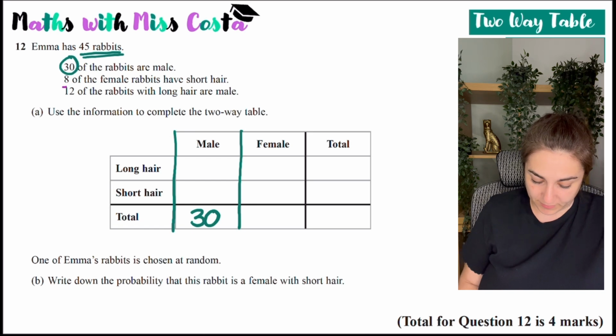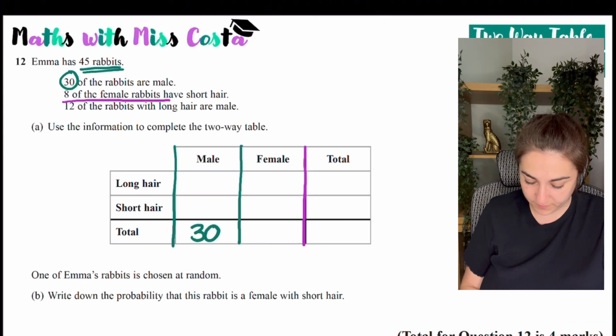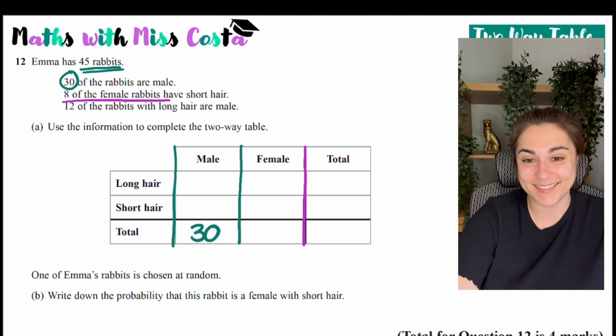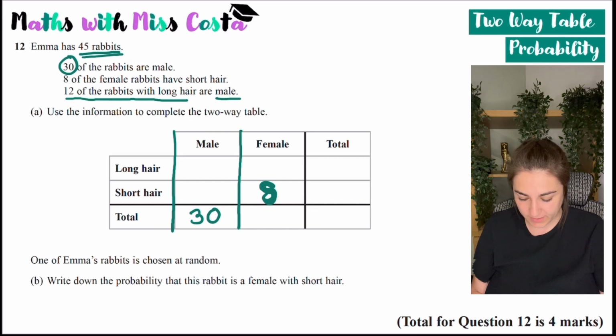Next piece of information I'm told is that 8 of the female rabbits have short hair. So out of the female rabbits, I don't know the total, but I know that 8 of them have short hair. Oh, it's just deleted. Okay, so 8 of the female rabbits have short hair, so I can fill that in here. And 12 of the rabbits with long hair are male. So the long hair, 12 of them are male.